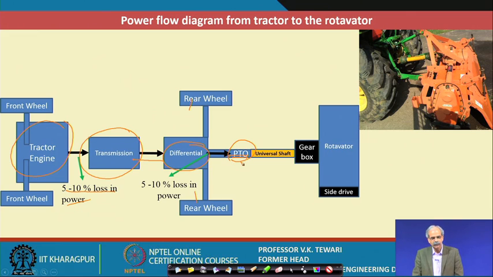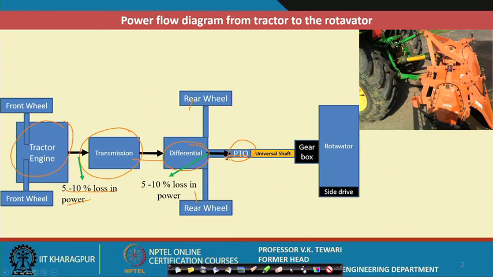We also know that this PTO is not only a simple PTO, there are different variations of this PTO, maybe 6 splines, 21 splines, as I have explained in my earlier lectures as well. And then we have shown also what the RPM is. The RPM of the 6 splines is about 540 RPM plus minus 10, and for the 21 splines we have 1000 plus minus 20 RPM.